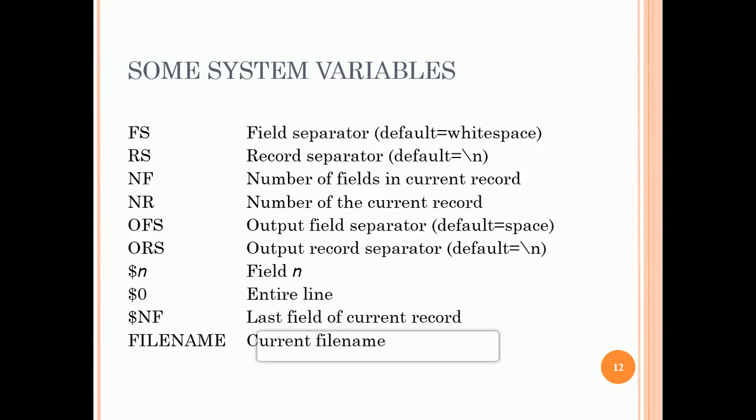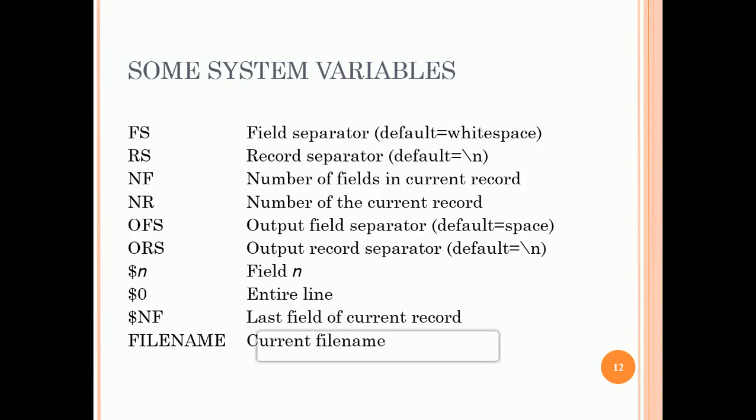Then the NF, it indicates the number of fields in the current record. So in our previous example, we do have 4 records. Then NR, which indicates the number of the current record. So if you are on the 4th line, it will say the current record is 4. Then the OFS stands for the output field separator, which is by default a space. So while displaying the output on a console, what kind of field separator we want to use can be specified by using the OFS variable.